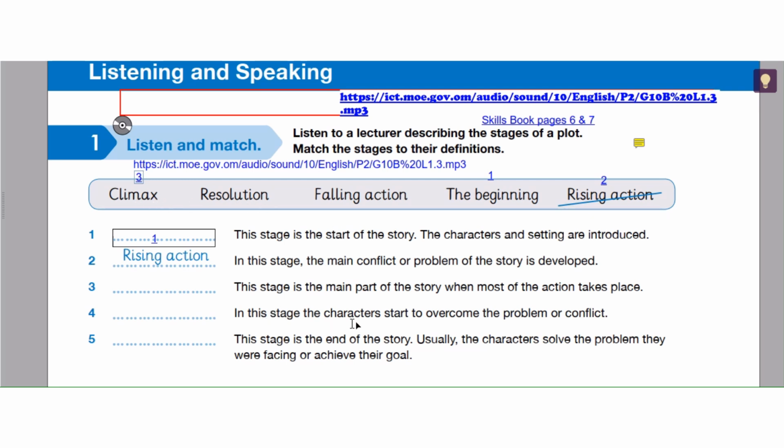In this stage, the characters start to overcome the problem or conflict. Oh, this would be the falling action, I'm sorry. And this stage is the end of the story. Usually, the characters solve the problem they were facing or achieve their goals. This would be, very good, the resolution at the end.